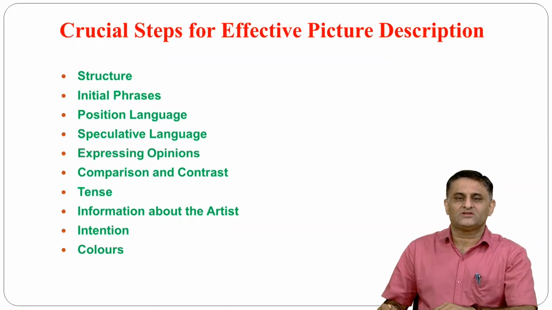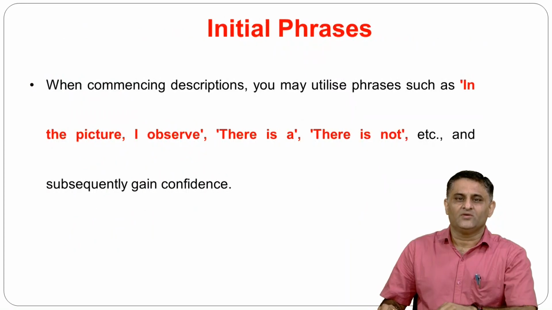Next point is all about speculative language. When you are unsure about a detail in an image, use speculative language like I think, I guess, I suppose, perhaps it is, or it seems to be. These phrases can help express uncertainty while still making your description clear and thoughtful.